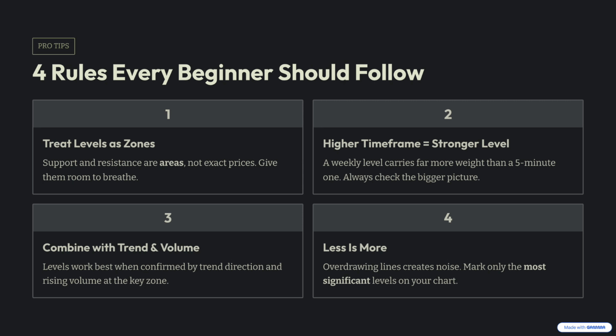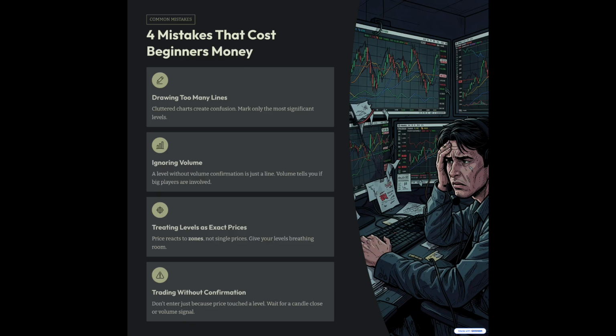Support and resistance are the foundation of reading price action. Once you start seeing them, the charts suddenly make a lot more sense. The market isn't random. It's a battle between buyers and sellers at these key levels.